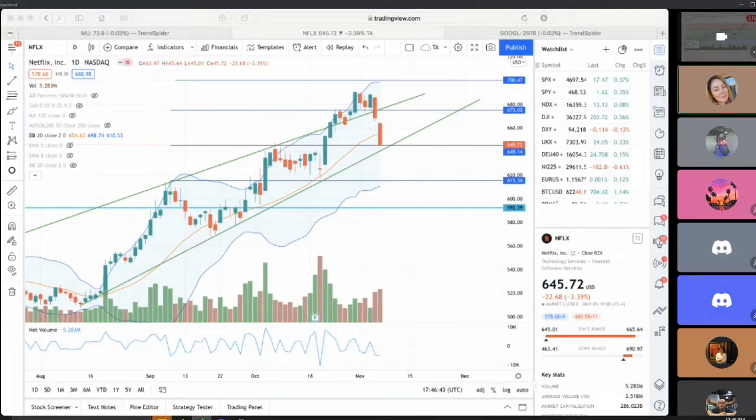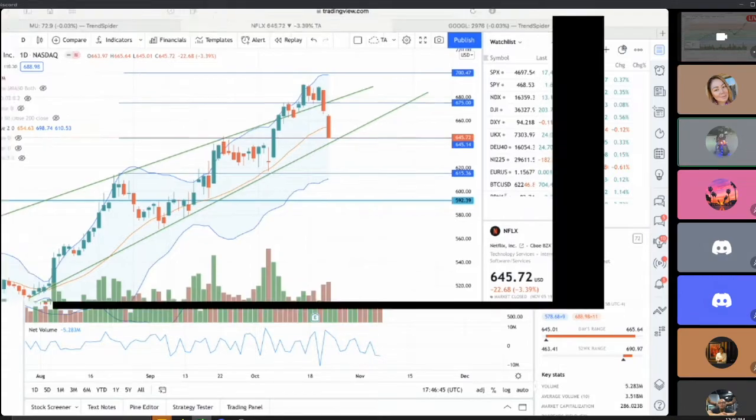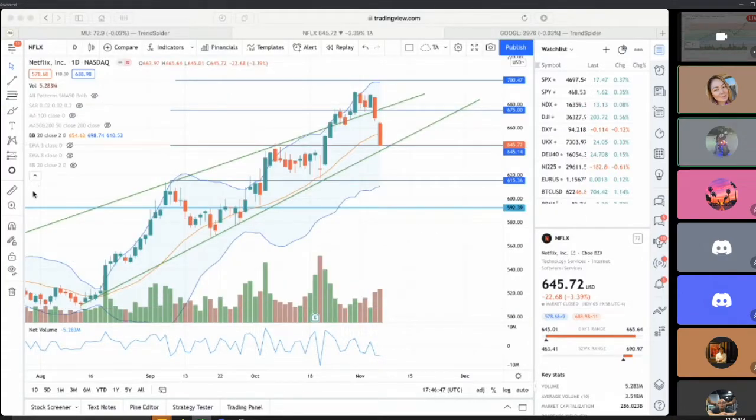Yeah, Netflix is at 647.82 after hours. Yeah, it hit 645. That was my next support. That was the previous resistance. The low was 645 last Friday.